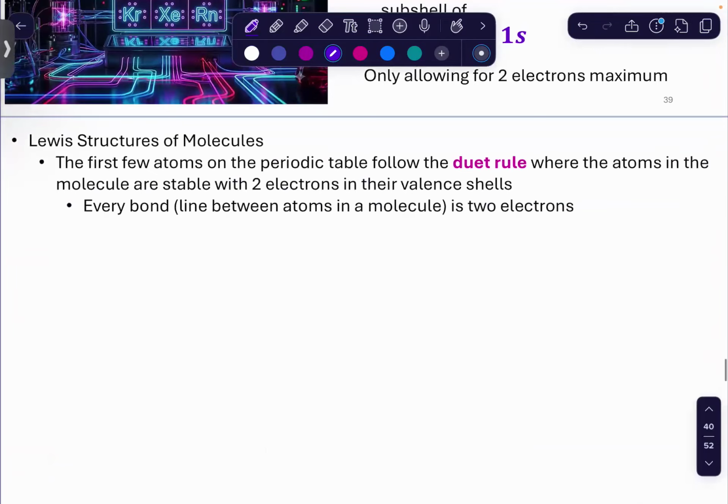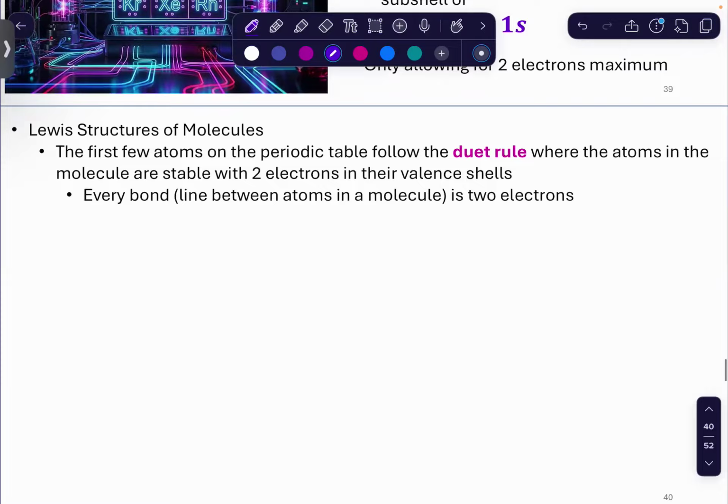So we're going to be talking about several rules. Your overarching rule is going to be the octet rule. However, we have some things that happen with the first few atoms on the periodic table. And at least up through beryllium, there's even going to be exceptions there. You're going to get what's called the Duet rule, where two electrons in the valence shell make a very stable molecule, very stable bond. So, for example, let's look at H2.